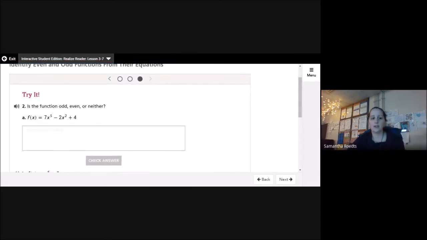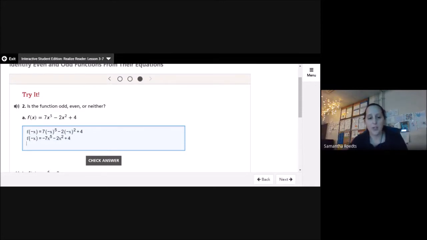All right, so let's try it. Function odd, even, or neither. So I'm going to substitute in negative x. So I get 7 times negative x to the 5th minus 2 times negative x squared plus 4. Okay, so when I do this, I get negative 7x to the 5th plus 2x minus 2x squared plus 4.